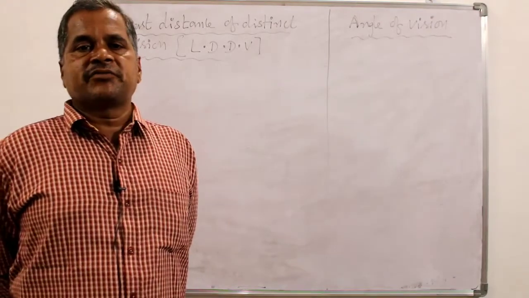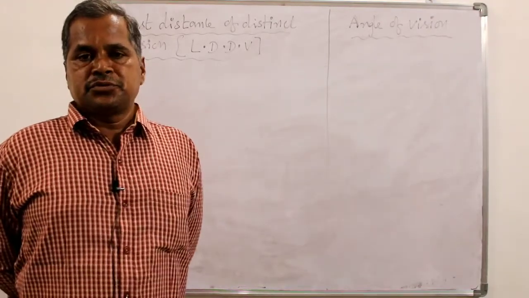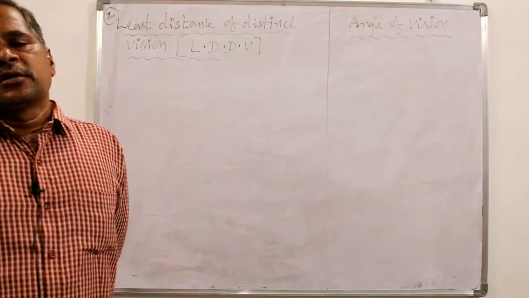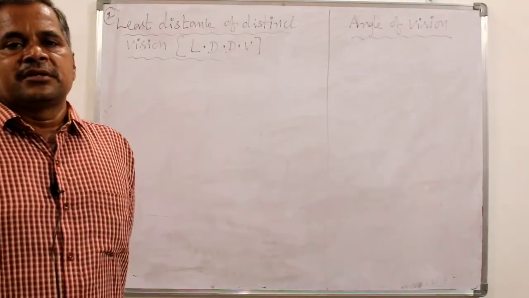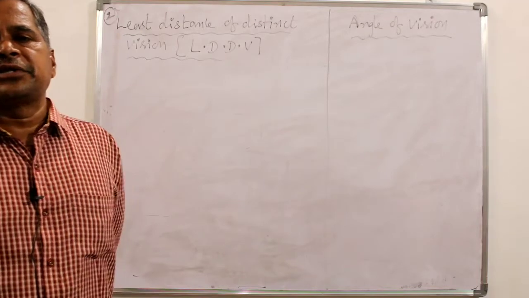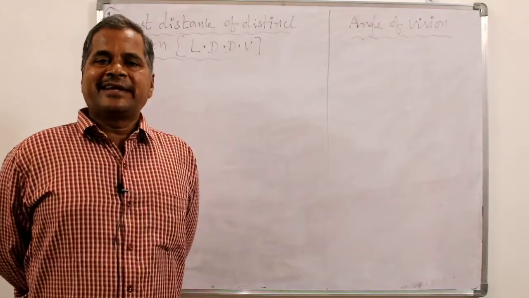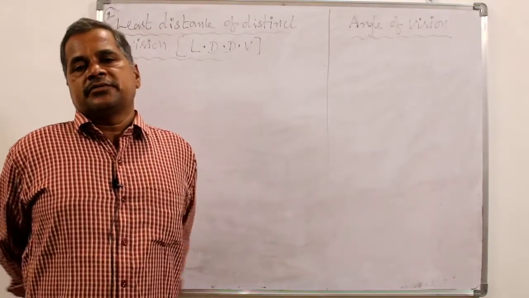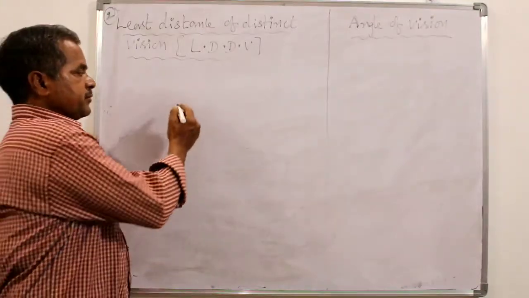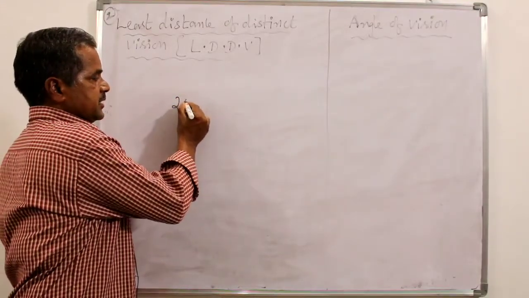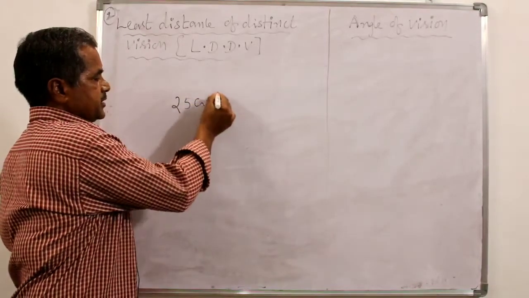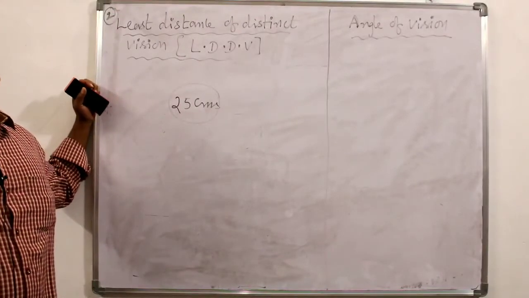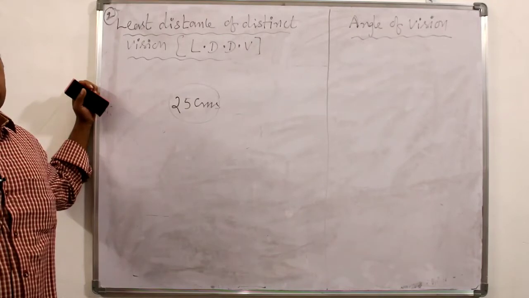So it is not a constant value. It varies from person to person. Once again, the least distance of distinct vision can be defined as the minimum distance at which the letters of any books or newspapers appear very clearly or very distinctly. For any healthy human being, it is 25 centimeters, but it is not a constant value. It varies from person to person due to their age and their health conditions.